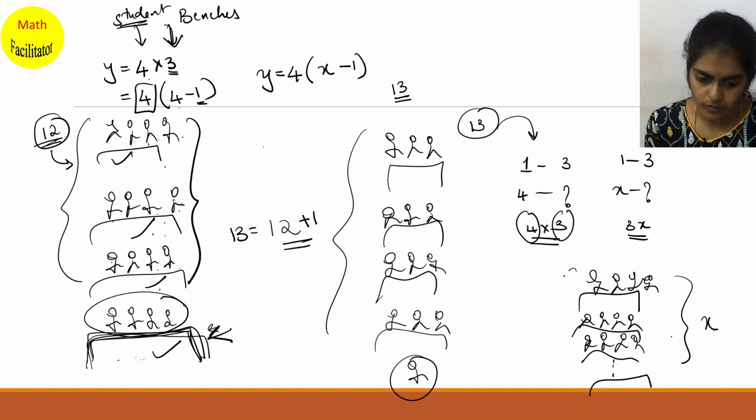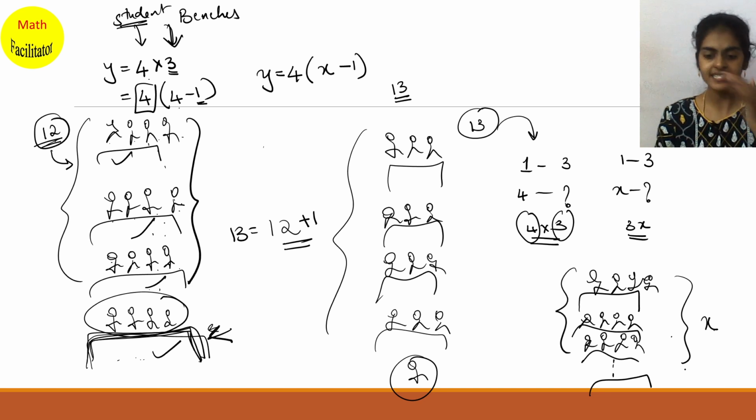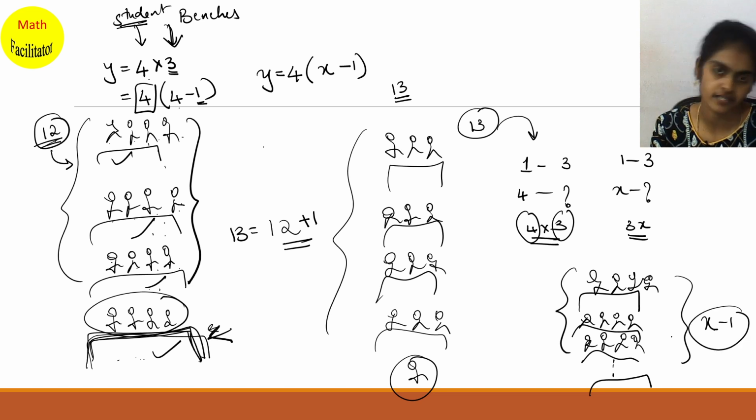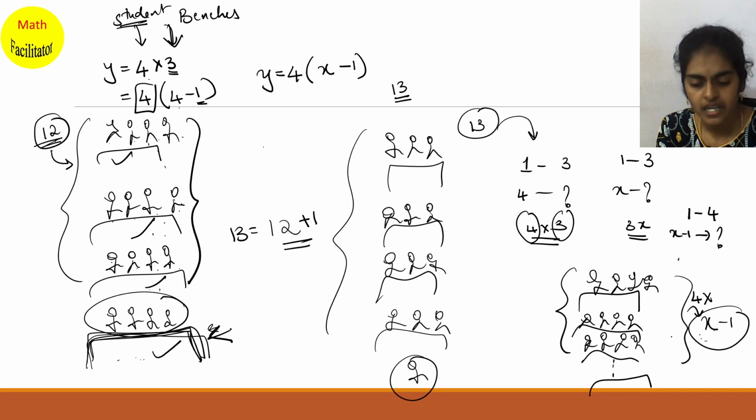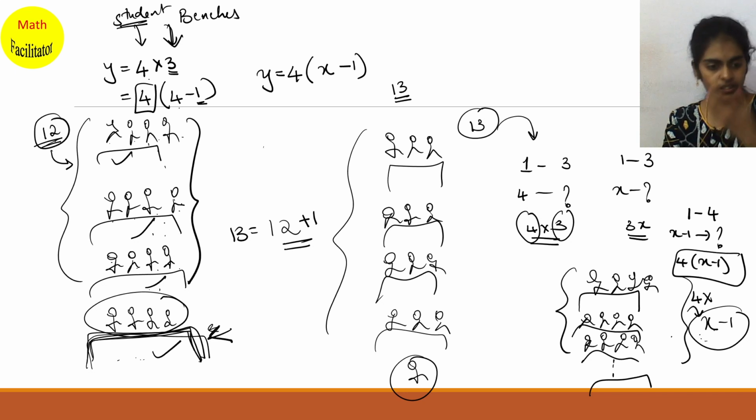So the total number of students are sitting on how many benches? X minus 1 benches. And how many students are sitting on these X minus 1 benches? 4 students are sitting in each bench. See, one bench has 4 students, so in X minus 1 benches, how many students are sitting? 4 into X minus 1. Did you understand? The same condition I am explaining in different ways, so that you can understand it better.